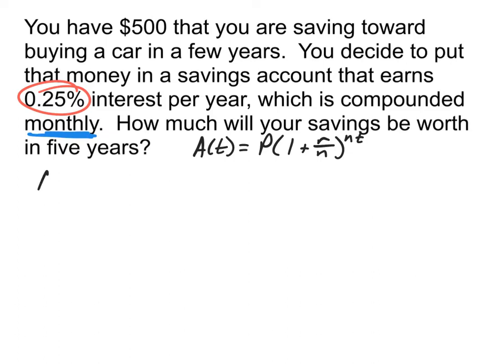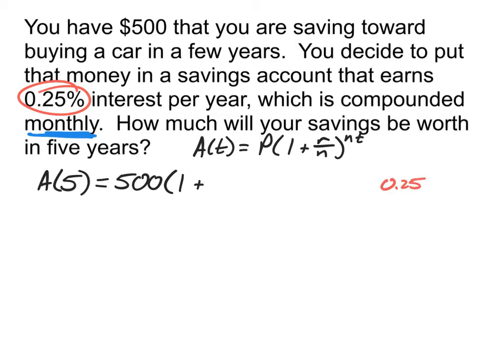So this is going to be A of t. My t value here is going to be 5 because we're going to be leaving it in there for 5 years. It's going to be equal to the principal value, which is my starting value. So we start with $500. And then it's going to be 1 plus my rate. Now my rate here is 0.25.